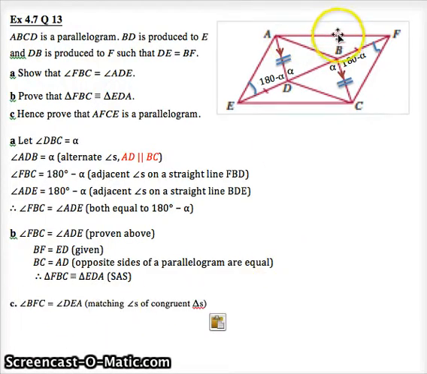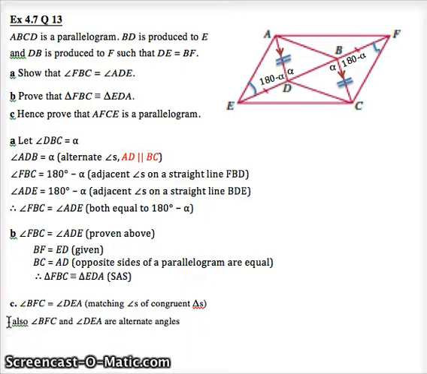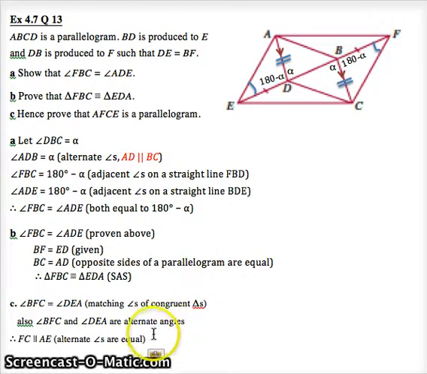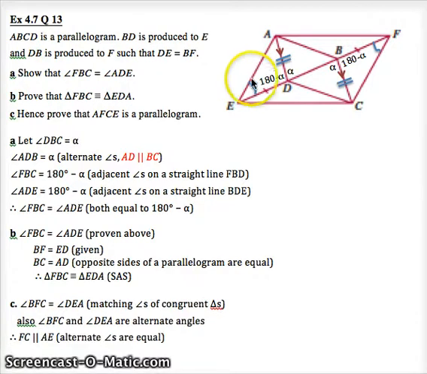So we've got that angle BFC is equal to angle DEA. The reason is that they are matching angles of the congruent triangles that we just proved are congruent. We can also look at the positions of BFC and DEA and note that they happen to be alternate to each other. If we do our backward Z, these angles are alternate to each other. Therefore, we can state that AE is parallel to FC because alternate angles are equal. So we've just proved that AE is parallel to FC.